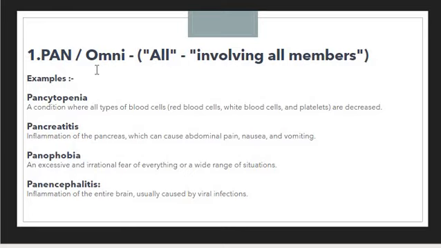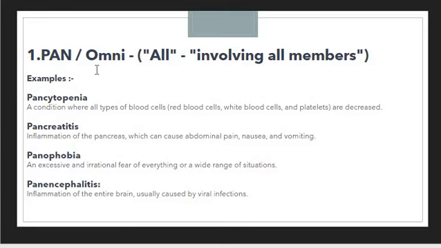Then we have panencephalitis, inflammation of the entire brain. Again you can see there is a sense of involving everything: inflammation of the entire brain, the complete brain, all parts of the brain, usually caused by viral infection. So again we are using pan as a prefix to showcase the involvement of everything. Words like entire, everything, all, these senses are denoted with the help of the prefix pan. Same thing you can also denote with the help of omni.